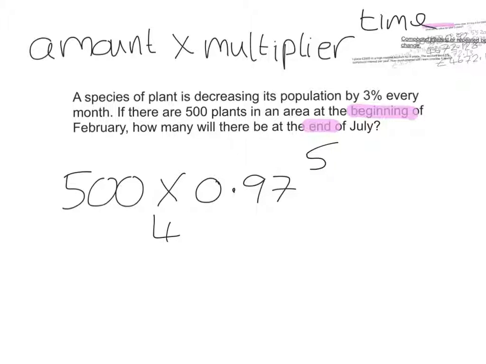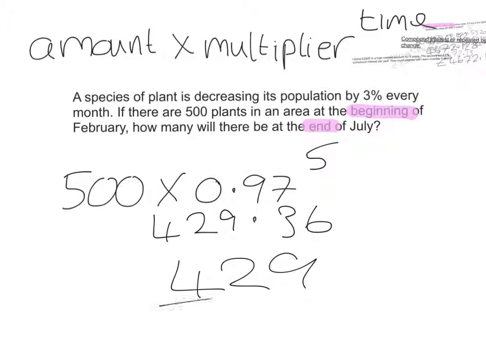equals 429.36. In this case, it has to be a whole number because it's how many plants are left. I would always round down here. I'm not rounding down just because it's a 0.3. I'm rounding down because when we're talking about how many plants are actually left, as soon as there's less than 430, so even if it was 429.8, as soon as there's less than 430, you don't have that last plant anymore. So you can't have part of a plant. So once it decreases from 430, you would automatically give your answer as 429.